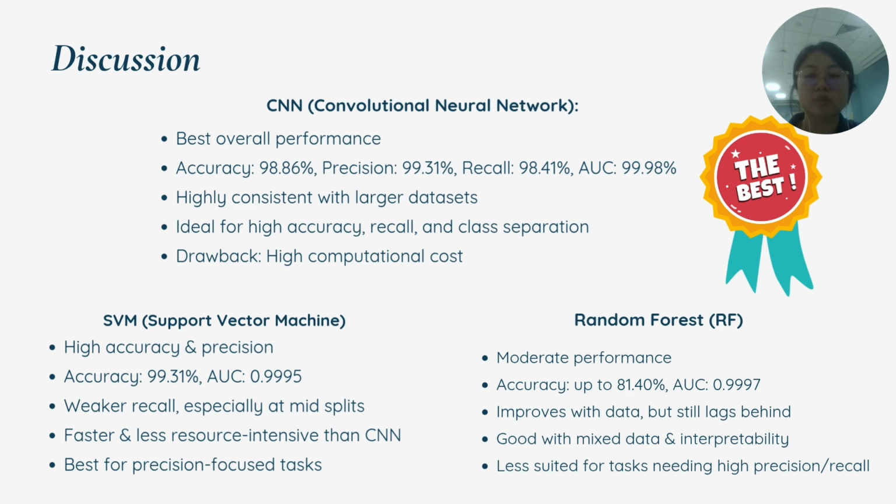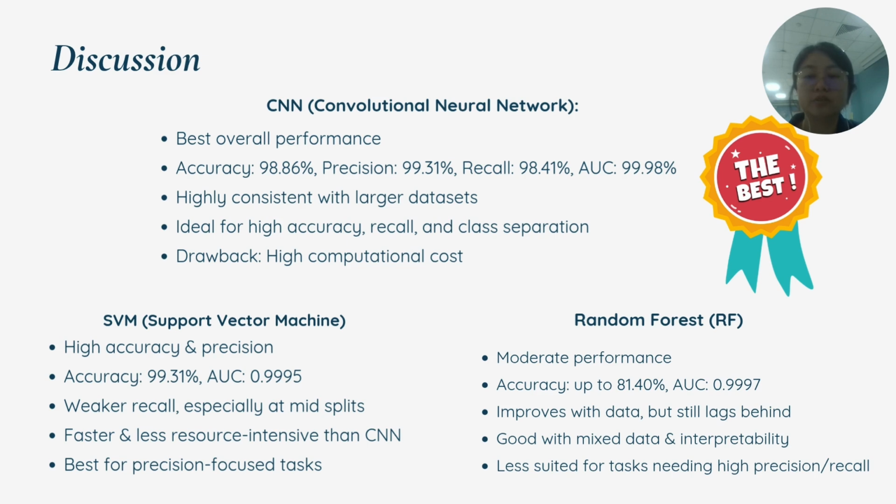Next, SVM, or support vector machine, also delivers high accuracy and precision with an AUC of 0.9995. However, it tends to have weaker recall at mid-level data splits, meaning it might miss some positive cases. It's a computationally lighter model and is well suited for precision-focused tasks where speed and resource efficiency matter.